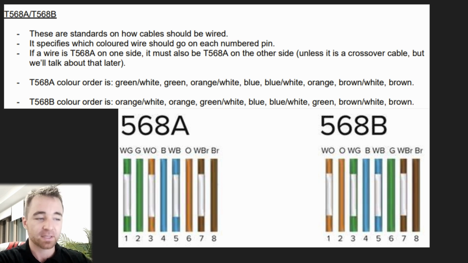standards. So T568A is going to be white and green, and then white and orange, and then blue, and then white and blue, and then orange, and then white and brown, and then brown. Whereas T568B is going to be white and orange, and then white and green, and then blue, and then white and blue, and then green, and then white and brown, and then brown.